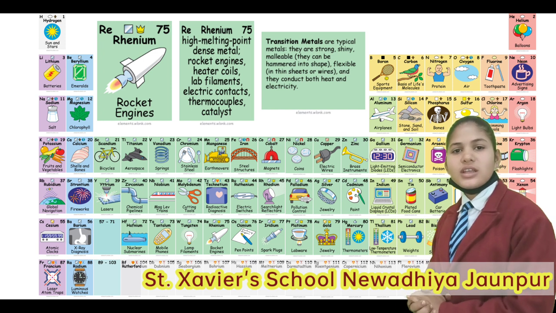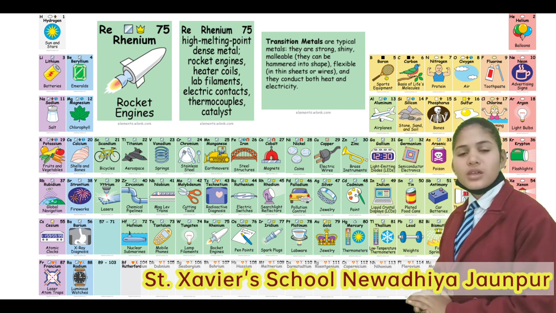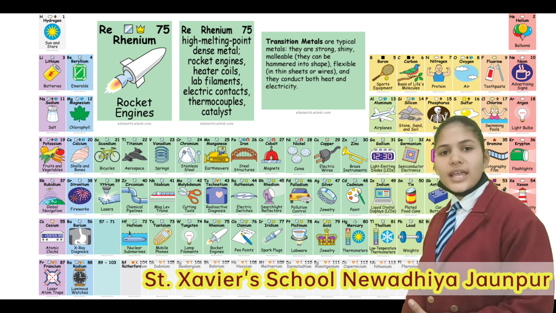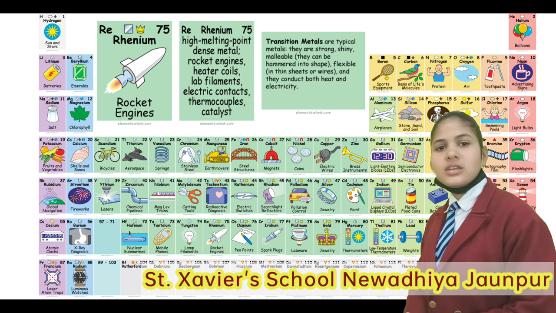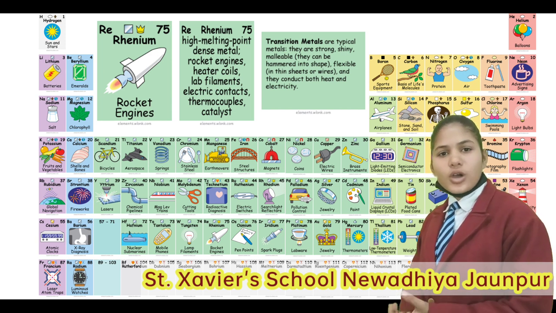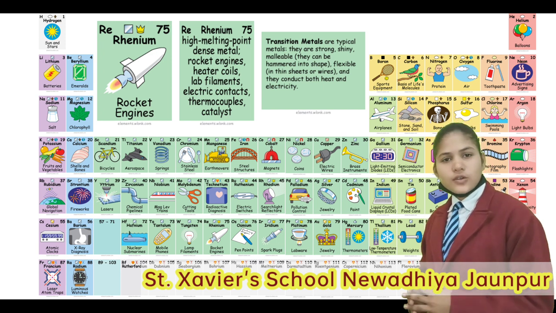Copper is used in electric wire. Zinc is used to make brass instruments. Gallium is used in LEDs. LED stands for light emitting diode. Germanium is used in semiconductor electronics. Arsenic is used in poison. Selenium is used in copiers.